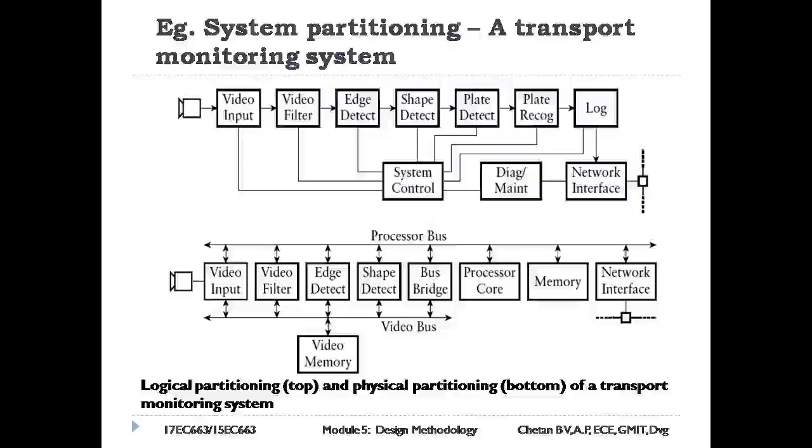This logical structure can be mapped onto the physical structure, that is physical partitioning, shown at the bottom of the figure. In this case, the physical components comprise an embedded system with accelerators for video processing up to the shape detection stage. License plate detection and recognition, logging, system control, and diagnostics and maintenance tasks are mapped onto software tasks running on the processor core.